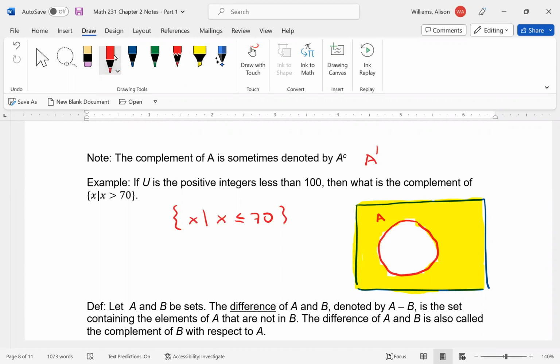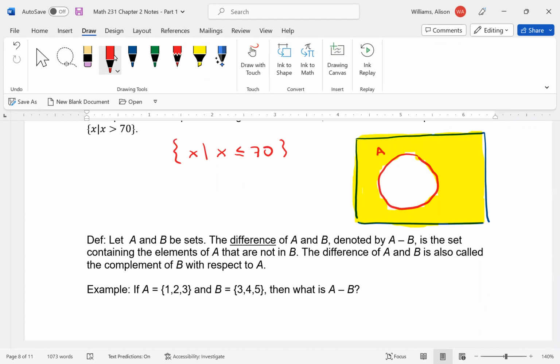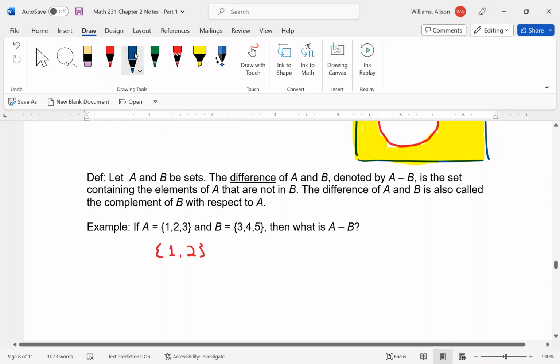Okay, difference. Difference between sets denoted A minus B is the set of elements in A, but not in B. They also say it's the complement of B with respect to A, meaning anything that isn't in B, but is still contained in A. So let's look at our example that we were looking at before. If A is 1, 2, 3, and B is 3, 4, 5, then A minus B is 1, 2, because those are things that are only in A, but not in B. So it's like complement, but they're in A only. Let me draw that as a Venn diagram.